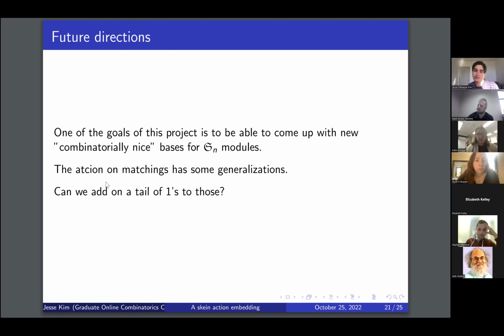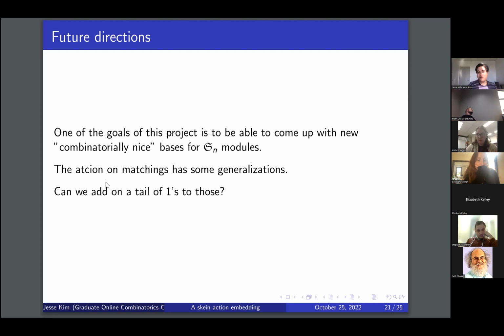And so one of the reasons that I wanted to think about this is because it'd be nice to be able to create new actions in a similar fashion. So both of these actions were already known. I was just thinking about how better to link them. But the hope is that if you had some S_N action for an irreducible representation that was more combinatorially nice than the standard Young tableau basis, perhaps you could perform some similar ideas to convert that basis to a basis for the same shape with an extra tail of 1s added as an extra column.